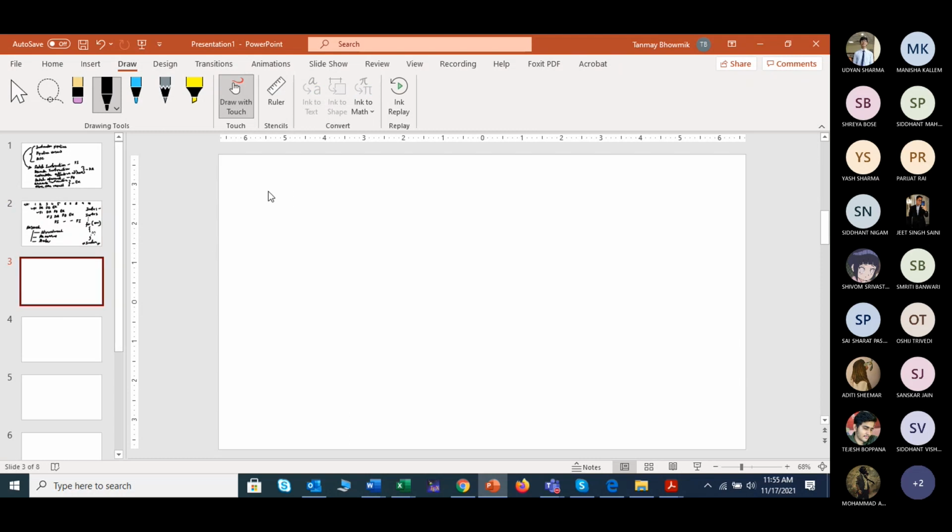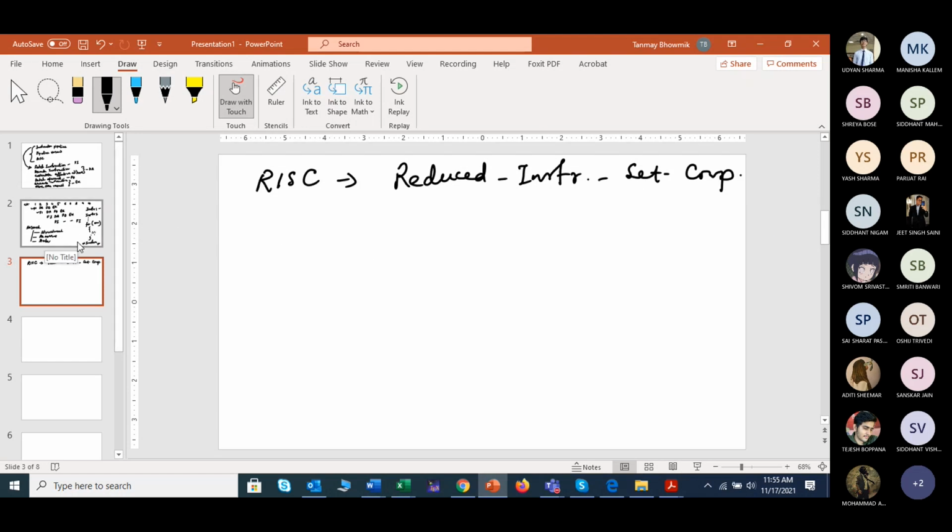Okay, so in the RISC pipeline structure, when we start, we will first say what this RISC is, an abbreviated form actually. It is actually Reduced Instruction Set Computer. So that means in this case, we will reduce our instruction steps one more.